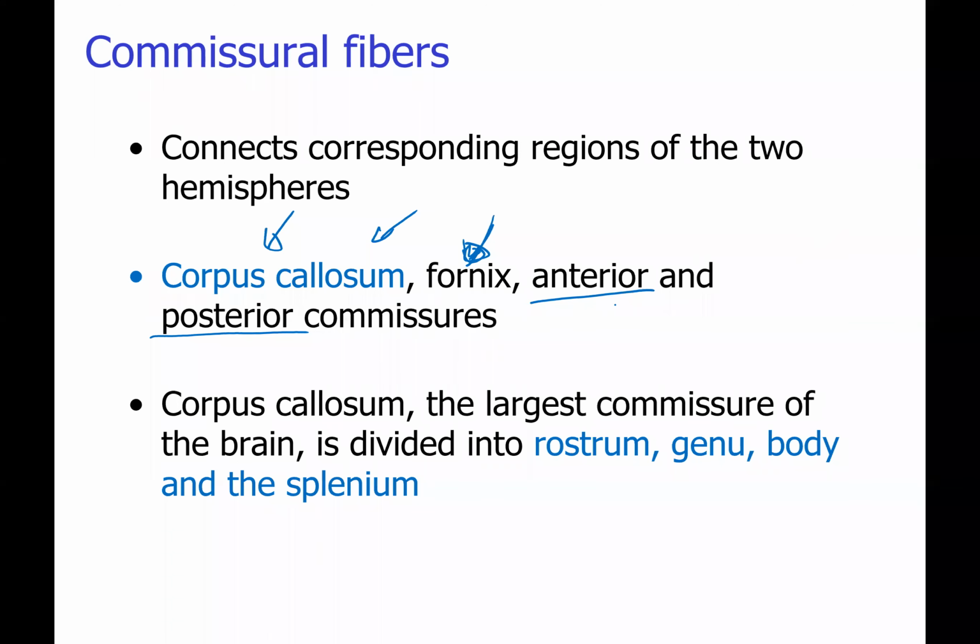Anterior and posterior commissures, of course, if it is a good specimen, can be found. You will have to identify them in your exams sometimes. But you cannot forget the corpus callosum, which is the most important commissural fiber collection. And the corpus callosum has several parts to it. We will go through these parts in a diagram: rostrum, genu, body, and splenium. We will go through it.